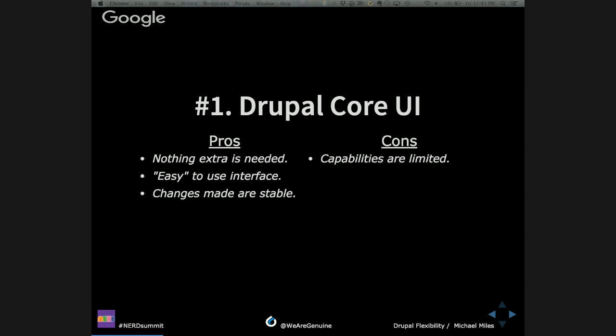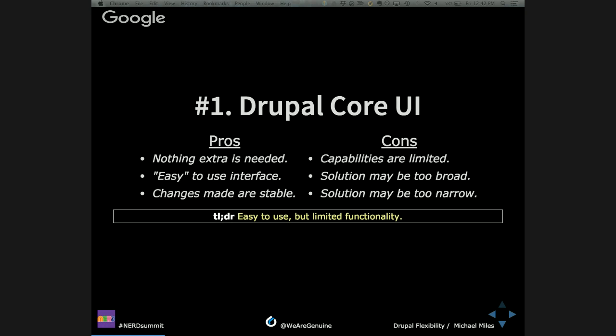Cons: Drupal's core UI has limited capabilities. It's not everything for everybody out of the box. It only does so much, which means you may want to change data in a certain way, and the admin interface doesn't give you the method to do so. You may also find that a solution the admin interface provides is too broad. Maybe you can only make sweeping site changes when you want to make changes for a very specific context. Flip side of that, some of the solutions provided by admin UI are too narrow. You can only make a change to a particular, say, menu item without indicating what context it's being used in and when you want to have that change take effect. TLDR of this method, it's easy to use, but with limited functionality.